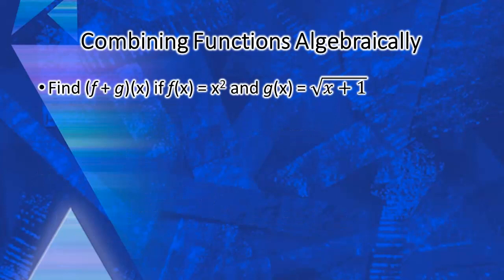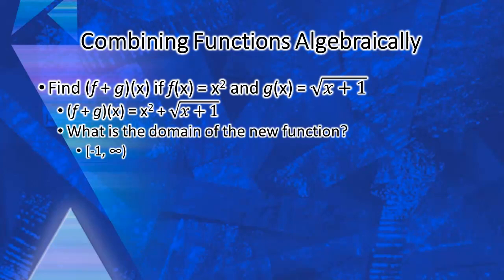Here I'm taking f and I'm adding my function of g, so that would give me x squared plus the square root of x plus 1. My domain, once again, starts at -1 and goes all the way out to positive infinity. And the final one, the division.